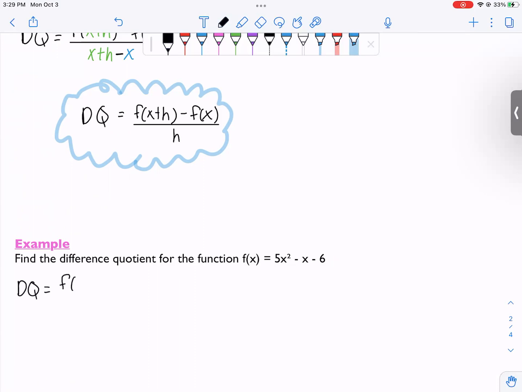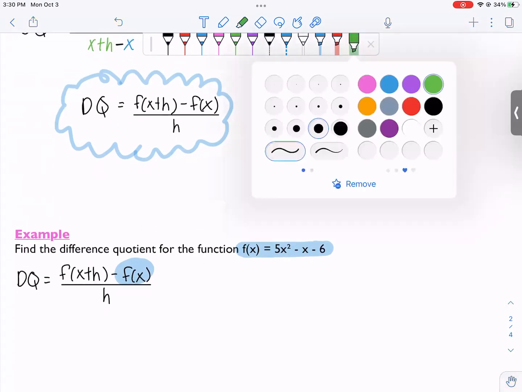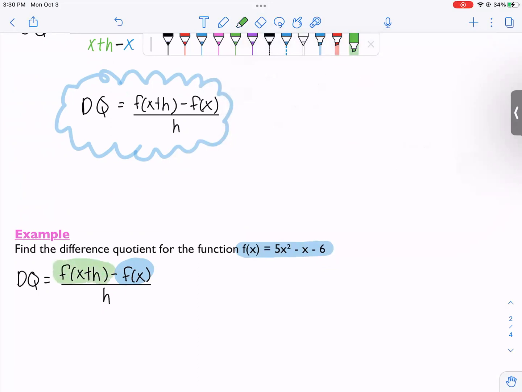Right, so we're looking for f of x plus h minus f of x all over h. H is an undefined thing, by the way. We're not plugging in any values for x or for h. So first of all, this f of x part is already taken care of because f of x is 5x squared minus x minus 6. We already know what f of x is. We don't know what f of x plus h is. So we need to find f of x plus h.